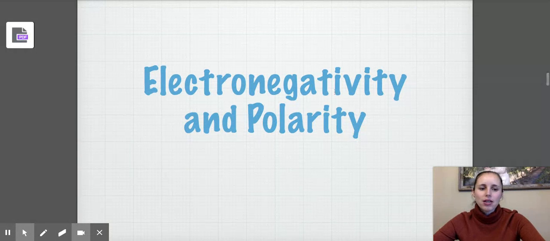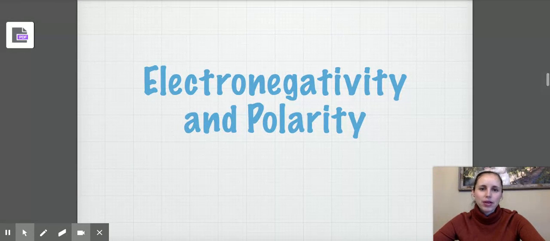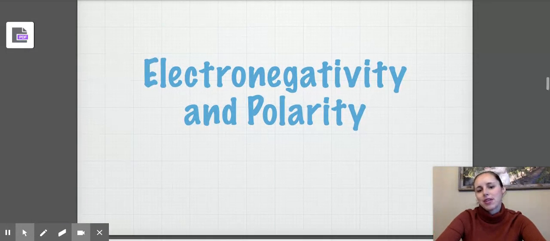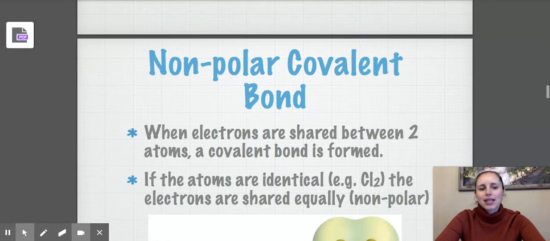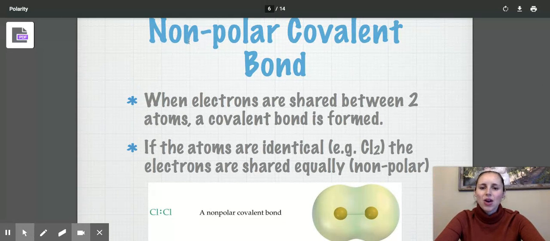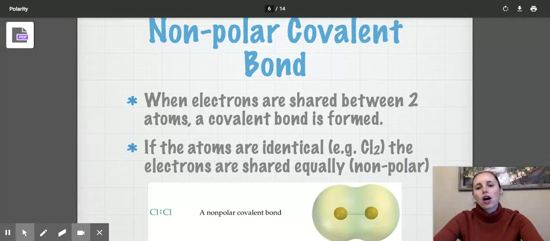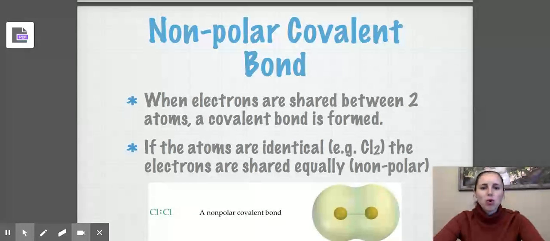Now we want to talk a little bit more about how electronegativity comes into play with polarity. So we've already talked about electronegativity a little bit. Let's go ahead and apply it now to polarity. So we're going to talk about what's called a nonpolar covalent bond. So a nonpolar covalent bond, we've already classified these. Nonpolar means that it's not polar. So what happens in a nonpolar bond?